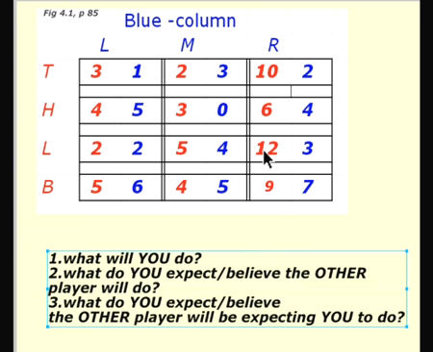If you're playing L, what's their best response? It would be M, because 4 is better than 3, okay? And then that reasoning process stops at M and L, and that's what we're going to call a Nash equilibrium.